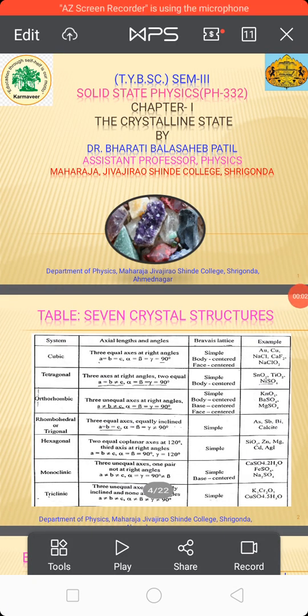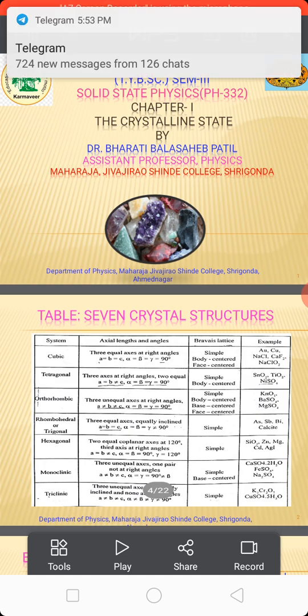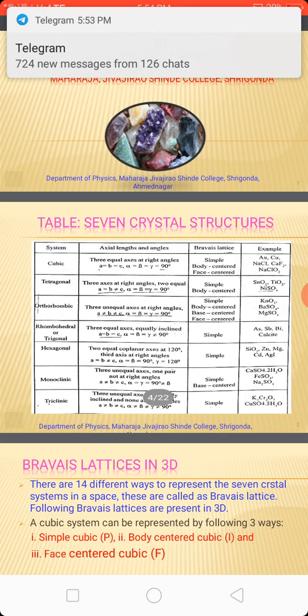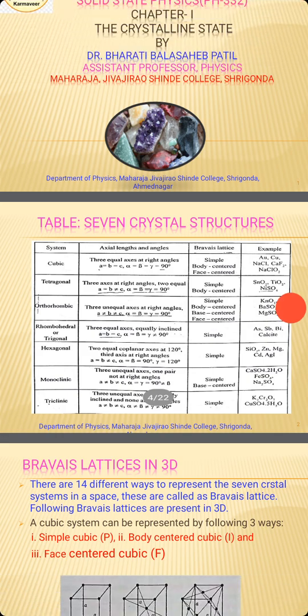Hello students, up till now we have covered the point related to 7 crystal systems, and I have shown you a table related to 7 crystal systems. It is again mentioned here, as we have seen that there are 7 crystal systems when we try to organize atoms in three-dimensional space, and these are cubic, tetragonal, orthorhombic, rhombohedral, hexagonal, monoclinic, and triclinic.